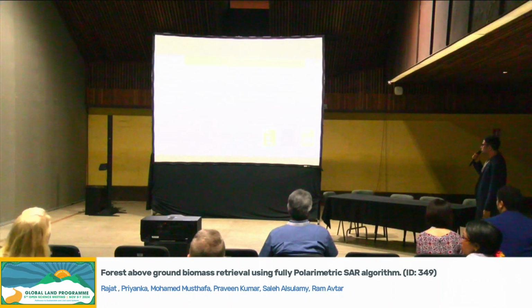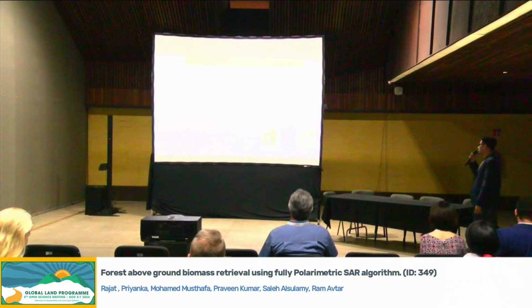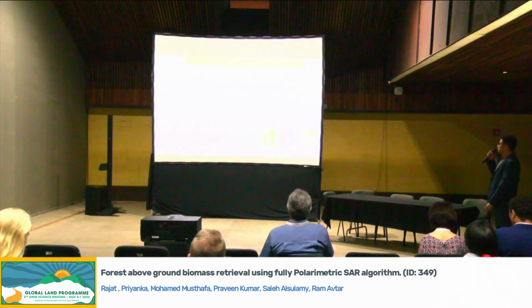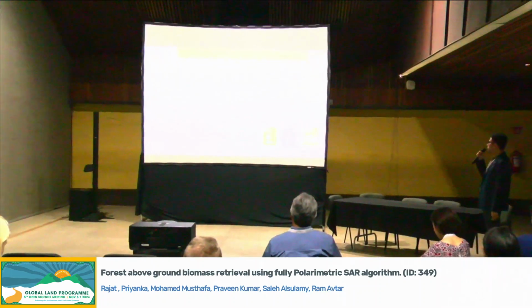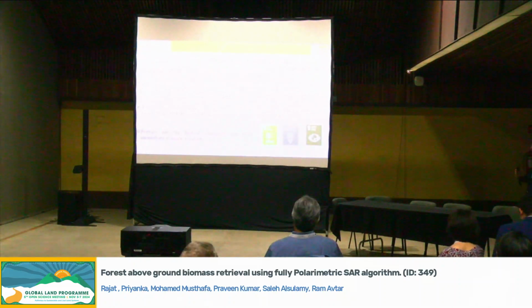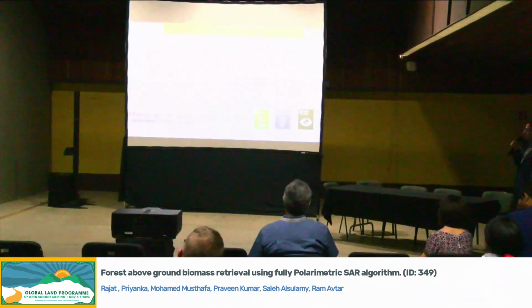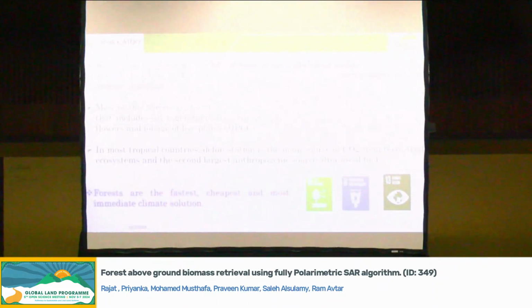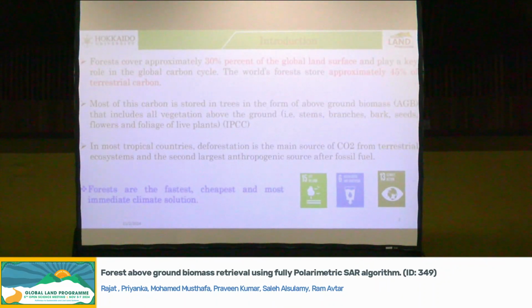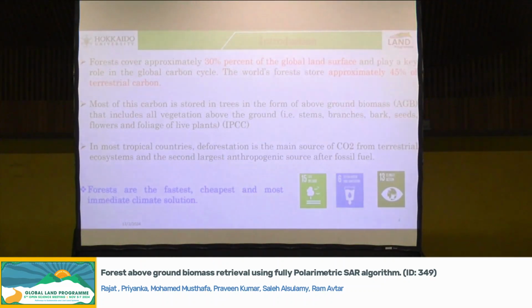So this is the brief importance about the forest. As we know that forest covers around 30% of the global land surface, and they contribute around 45% of the terrestrial carbon. And most of this carbon is stored in the form of the above ground biomass. And particularly the deforestation problem is happening in the tropical forest. So there is a need to estimate the more accurate forest above ground biomass in the tropical forest. And this research is also related to the United Nations Sustainable Development Goals.